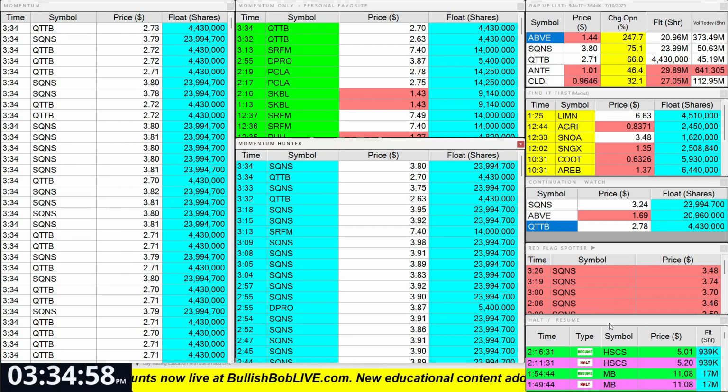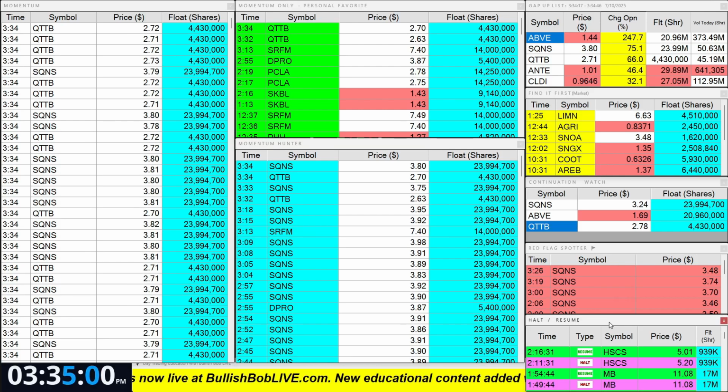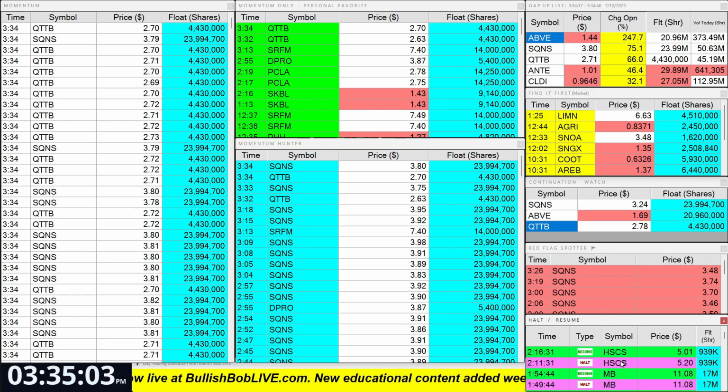Over on the right-hand side, we have the halt and resume scanner. The halts are going to come in that pink color. The resume is going to come in the green color. So it just makes it really easy to see when there's a halt versus when it's opening back up.